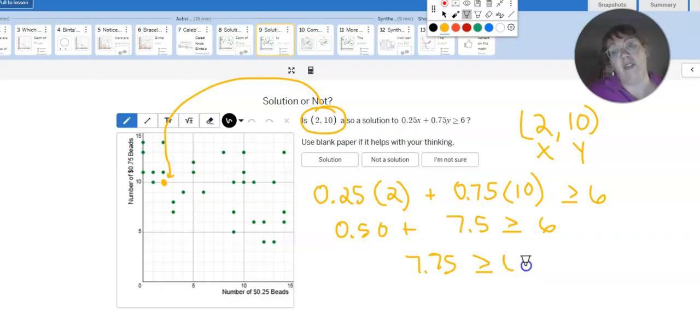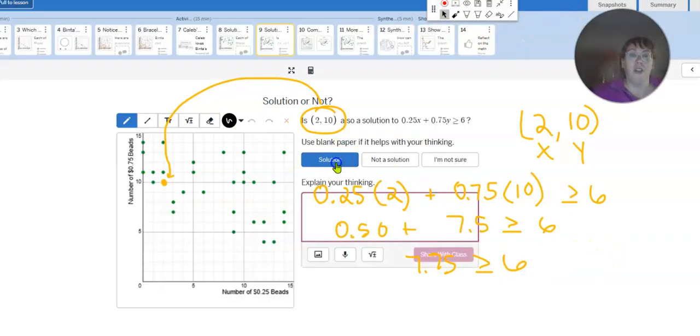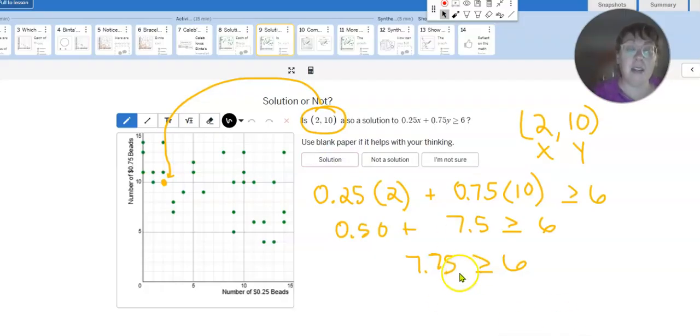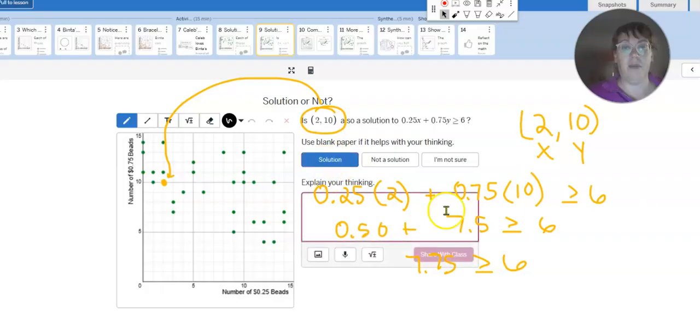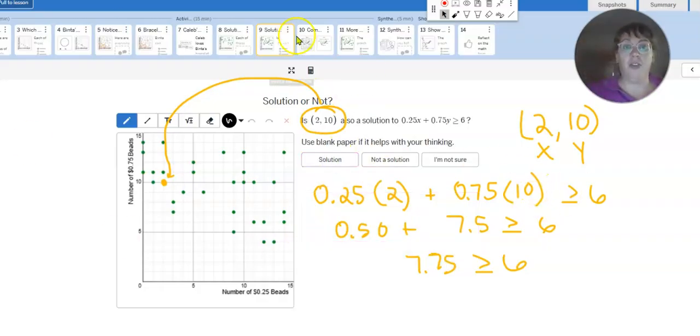And yes, that is greater than or equal to 6. It's bigger than, so it is a solution, right? Because we got a true statement, and it is a price that is larger than the $6. So that would fit the criteria that Caleb was looking for. Explain your thinking there, or show your work, and then push ahead to the next slide.